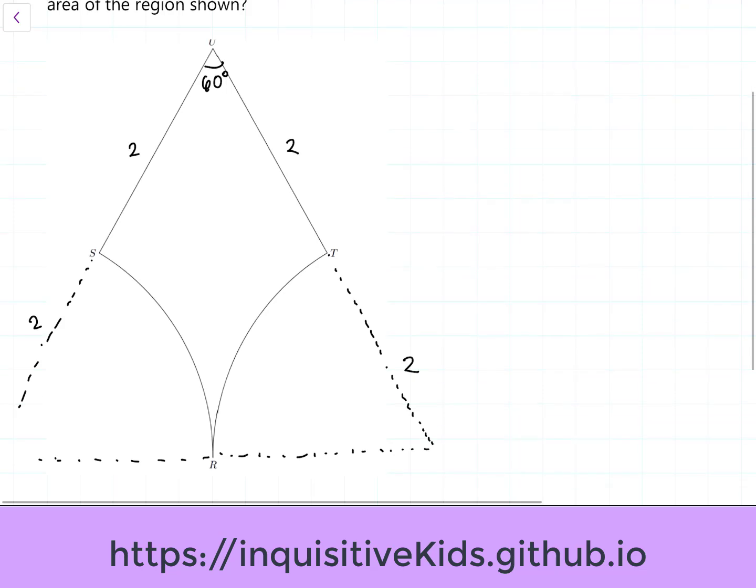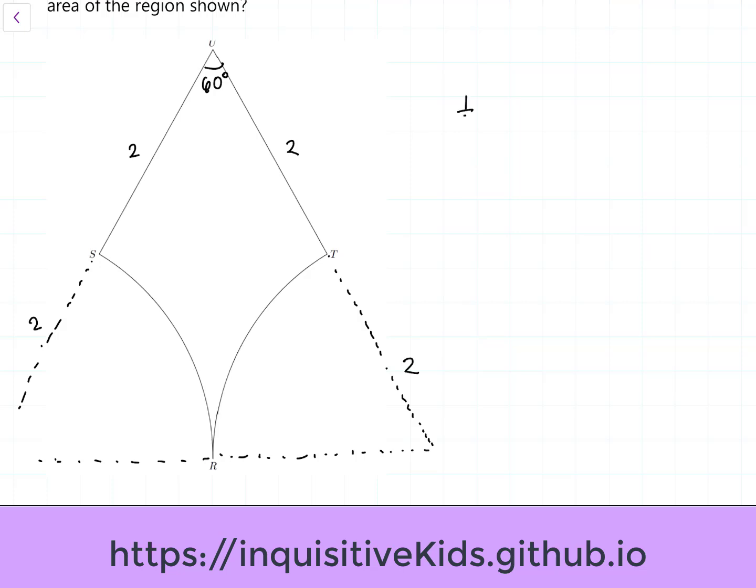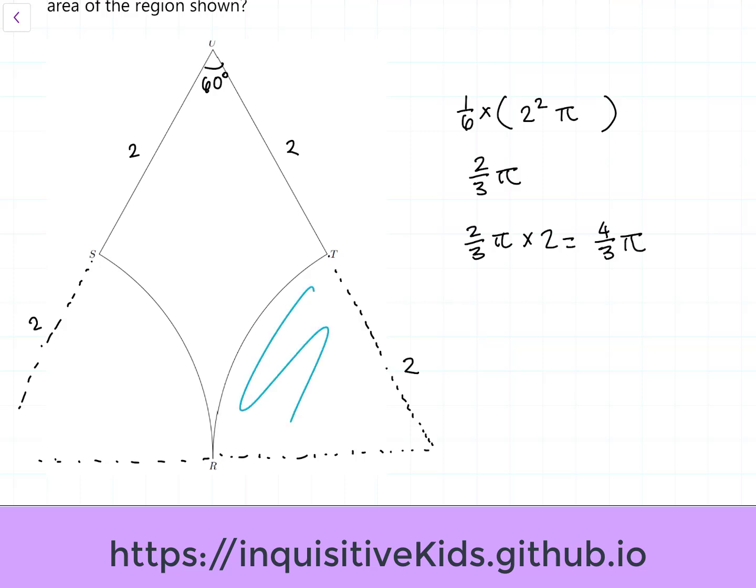Let's think about it. We know that this is 1/6 of a whole circle. So in order to find the area of this part, we would need to take 1/6 of the area of the whole circle. The whole circle has a radius of 2, and we multiply that by pi. So then we have 2/3 pi. Then, because there are 2 of them, we can do 2/3 pi times 2, giving us 4/3 pi. So that is the region of the blue here.